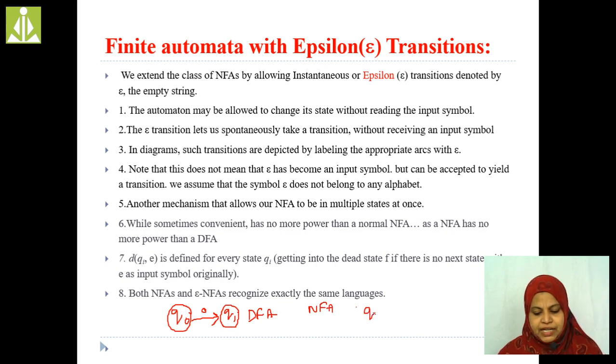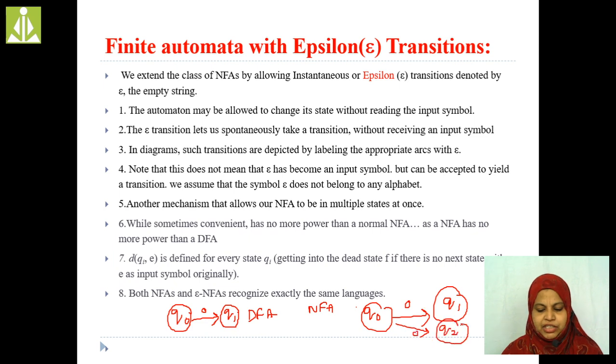whenever we apply any input to any state, we get multiple states for the same input. This is the NFA, right? We can extend this NFA by using epsilon transitions.